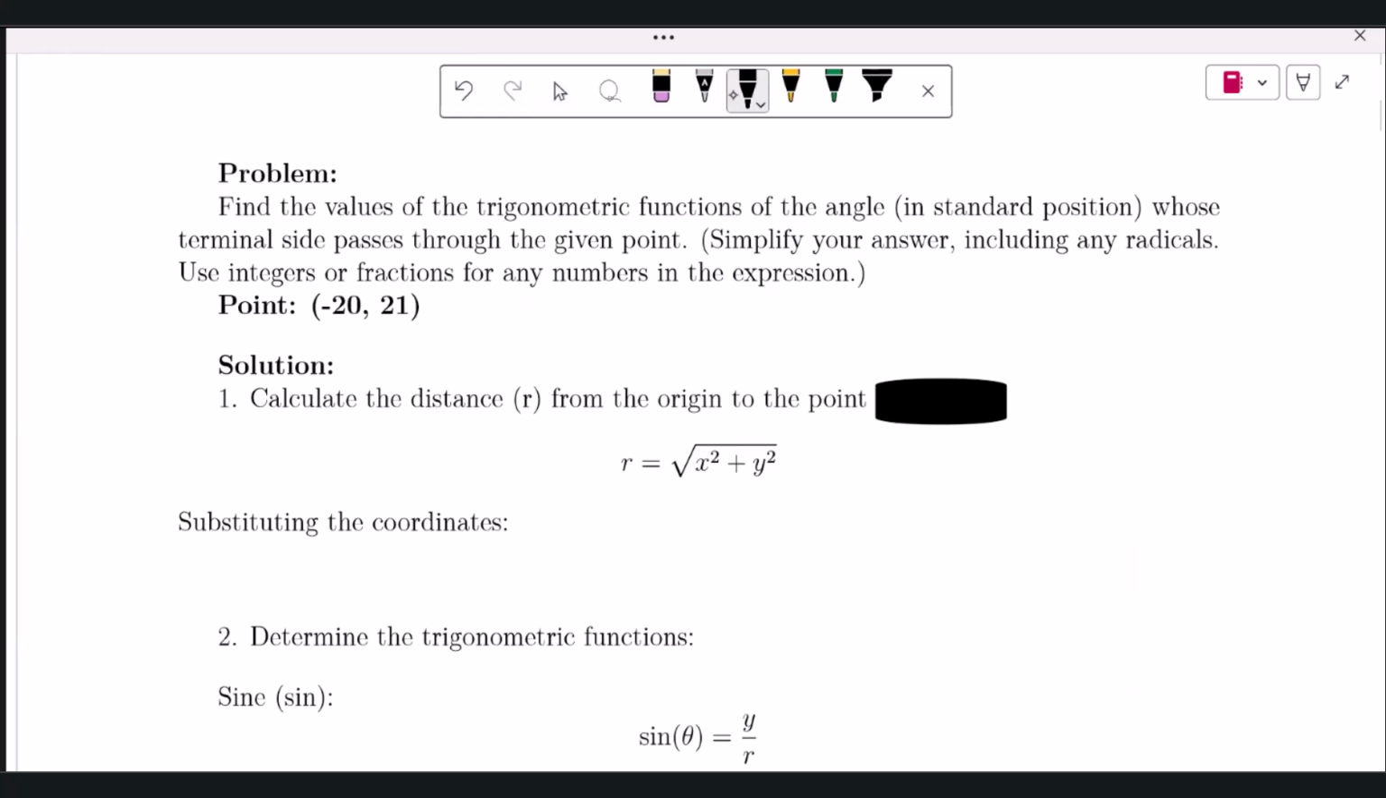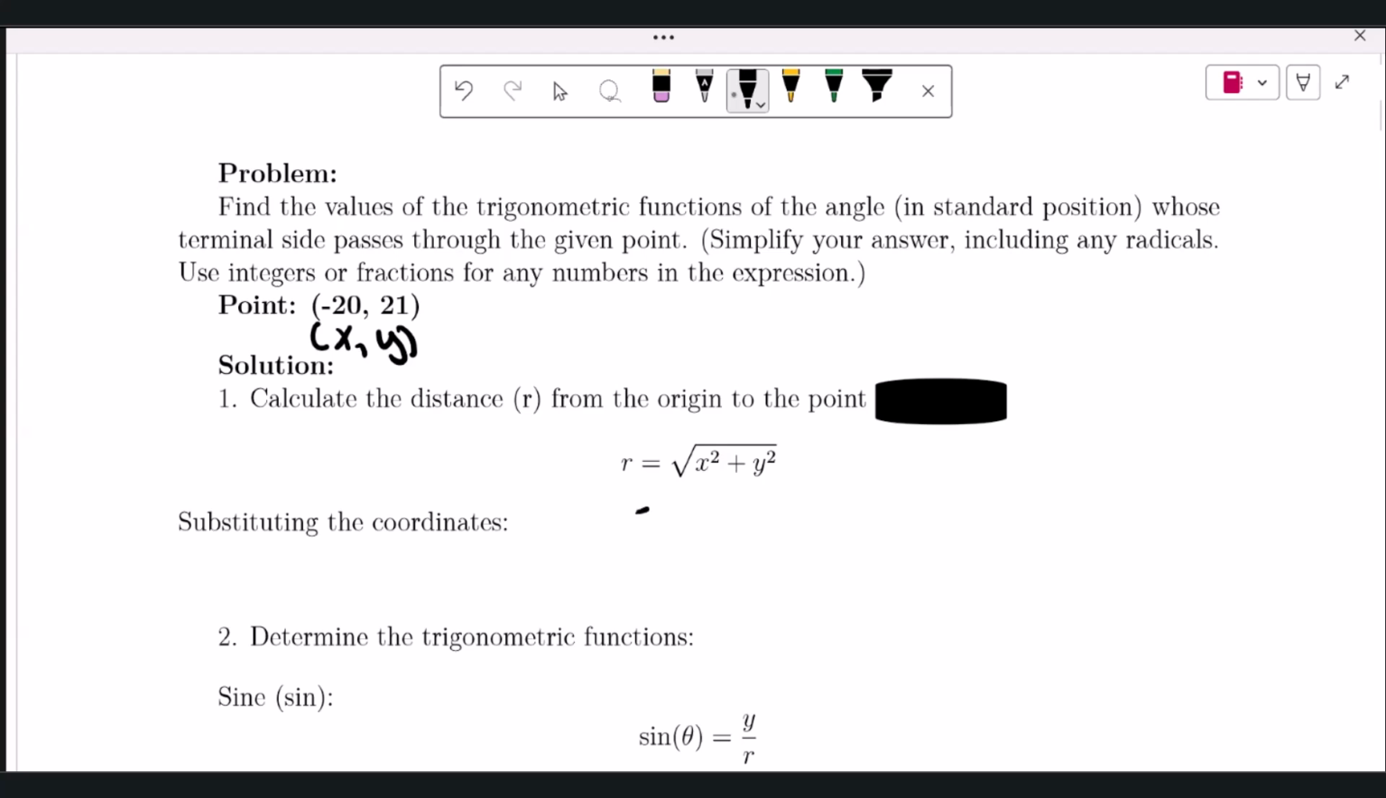What does the problem say? Find the values of the trigonometric functions of the angle in standard position whose terminal side passes through the given point. Simplify your answer, including any radicals. Use integers or fractions for any numbers in the expression. And what is our point? We have it right here. X, Y. Negative 20 is X and 21 is Y.